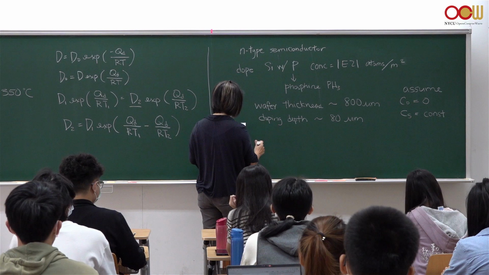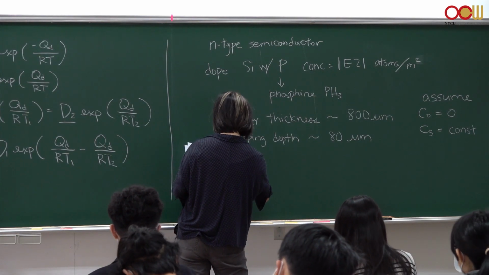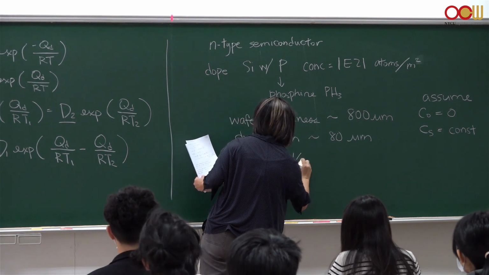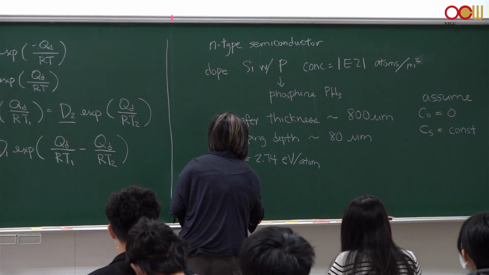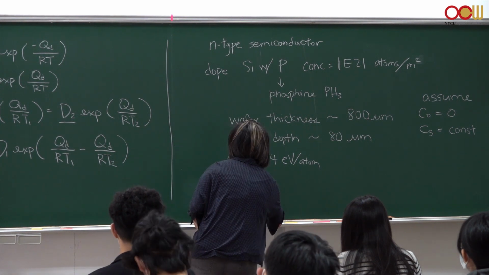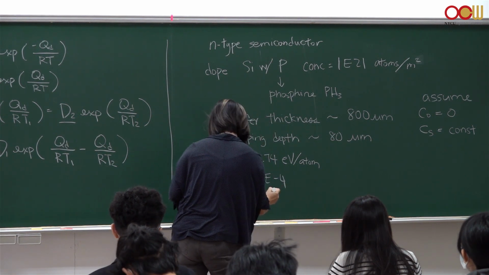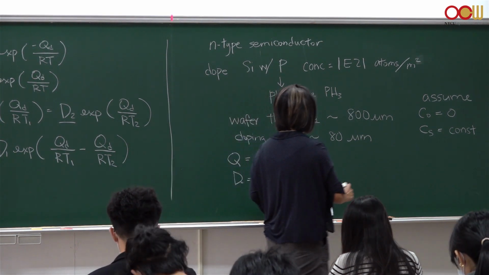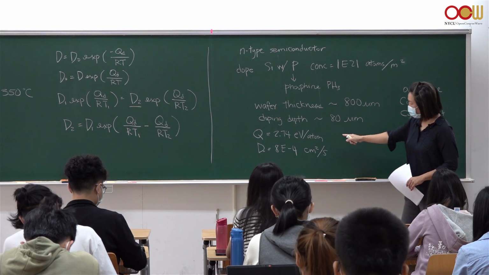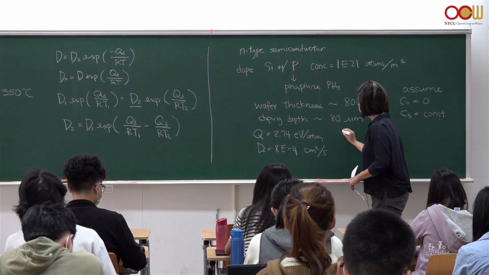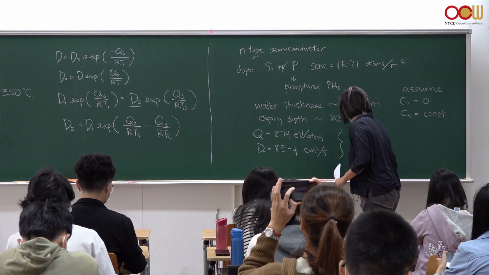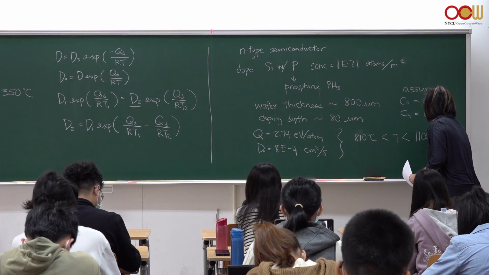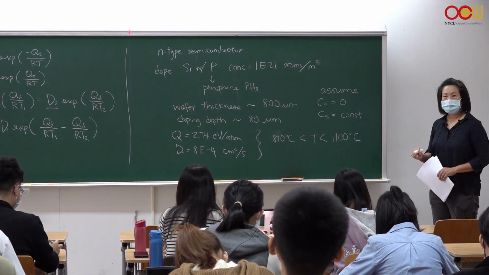For this system, you have these values. The activation energy is 2.74 eV per atom. And D0 for the system is 8 times 10 to the negative 4 centimeter squared per second. And in order for these two values to be true, the temperature is in between 810 and 1,100 degrees Celsius. Okay, so this is what you know.